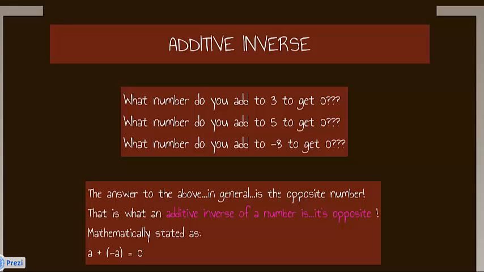And we can mathematically state that as A plus opposite A equals 0. So if A is 3, its additive inverse is negative 3, and the result is 0. But if A is negative 8, then its additive inverse is positive 8, but the result is still 0. So additive inverses are just a fancy name for opposites.